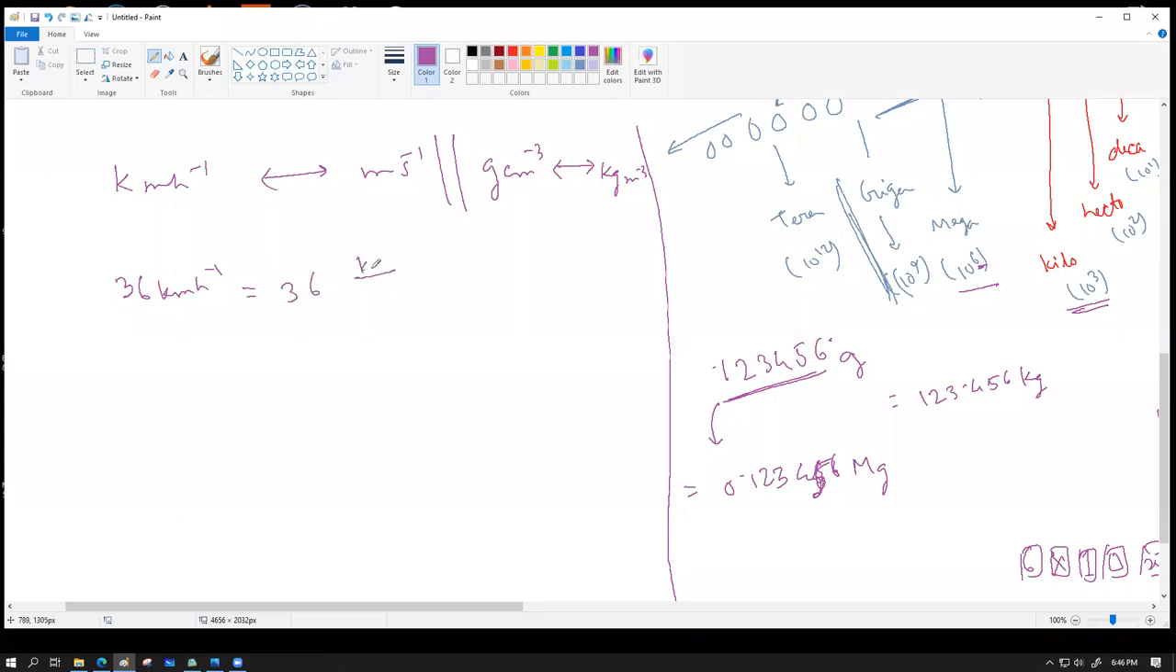I can write 36 kilometer per hour in this fashion. 36 kilometer goes on the top, hour comes at the bottom. Then it can be written further like this: 36. How many meters make 1 kilometer? 1,000. And 3600 seconds. Now you see everything becomes much simpler. The zeros cancel out. The reason I chose 36 is because I wanted to get rid of this. So how much are you left with? 10 per second. So 36 kilometer per hour basically gives you 10 meter per second. That is the basic idea.